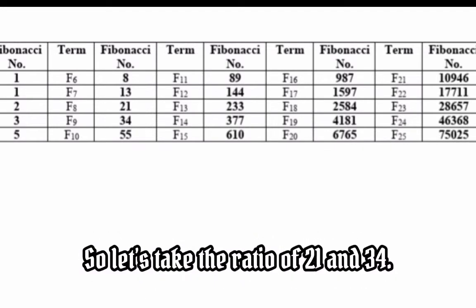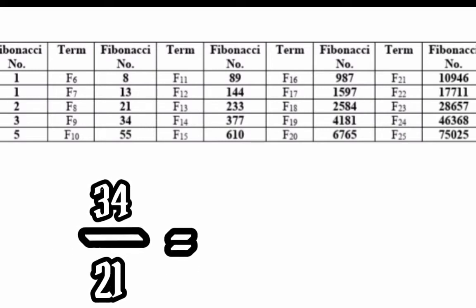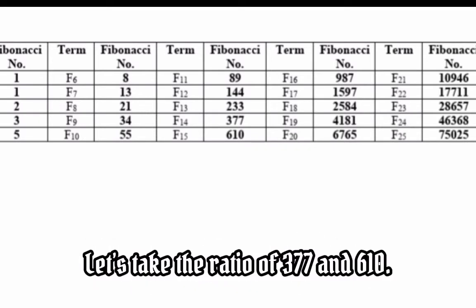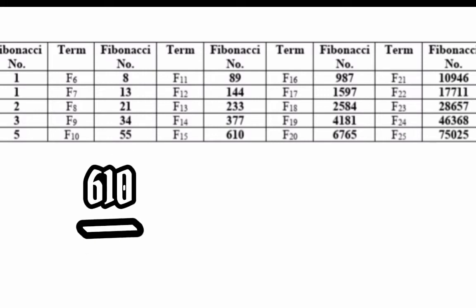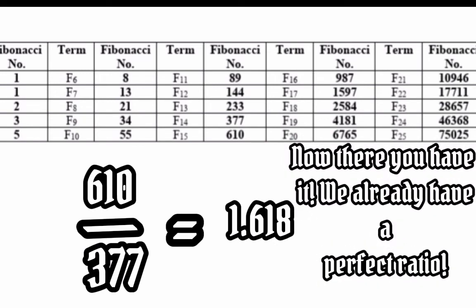So let's take the ratio of 21 and 34. 34 over 21 is equals to 1.169. Very near, but we want 1.618. So how about taking the ratio of larger Fibonacci numbers? So now let's take the ratio of 377 and 610. 610 over 377 is equals to 1.618. Now there you have it. You already have a perfect ratio.